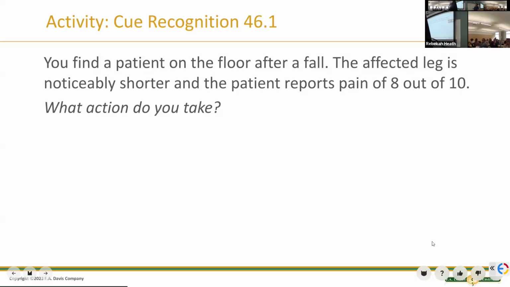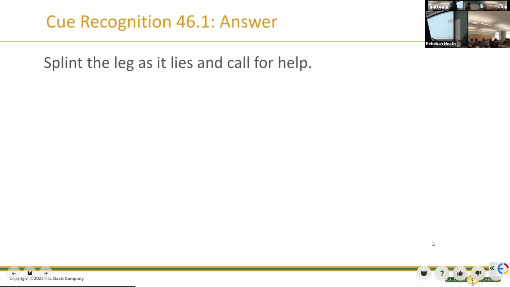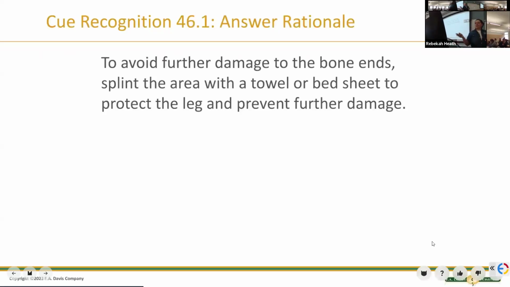All right, so what does F.A. Davis say? Splint the leg and call for help. Honestly, depending where I was, if I was out in the forest, maybe I'd do that first. If I was at a clinic or somewhere, as I'm getting things ready, we want to make sure, like we said, to avoid further damage. You can use a towel or bed linens, something to keep it nice and protected where it's not moving around a lot.